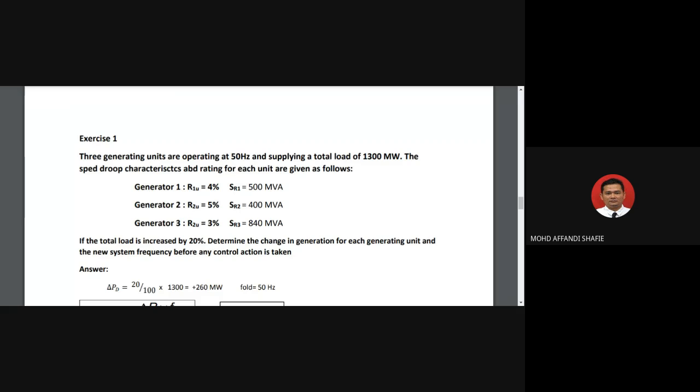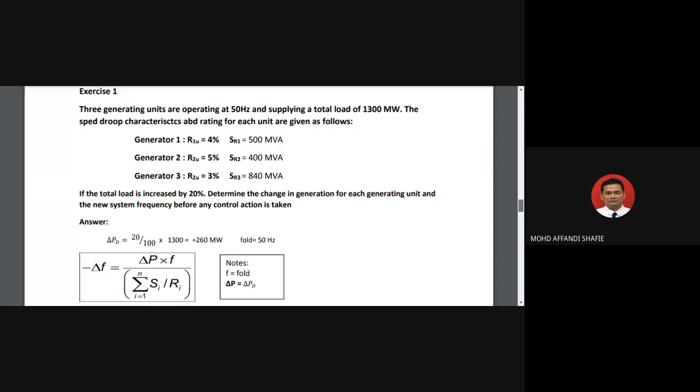3 generator units, 50 Hz, supply total load demand of 1300 megawatt. And then the speed drop characteristic and rating for each unit are given for generators 1, 2 and 3 as R1U, R2U, R3U, 3%, SR1, SR2, SR3. If the total load is increased by 20%, determine the change in the generation of each generator unit and the new system frequency before any control action can be taken. So answer delta PD.